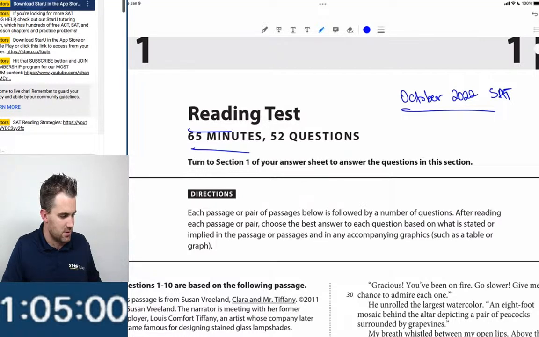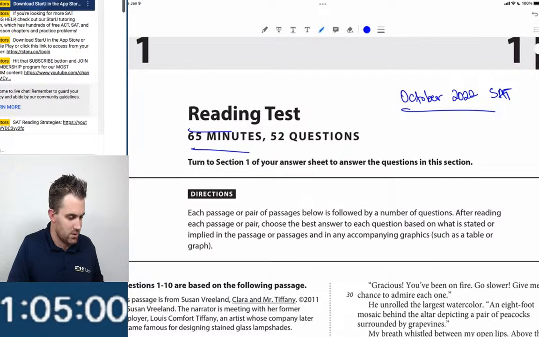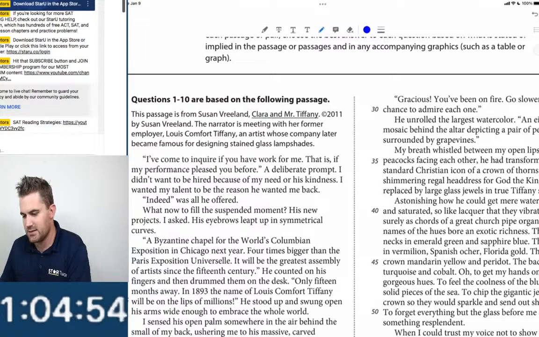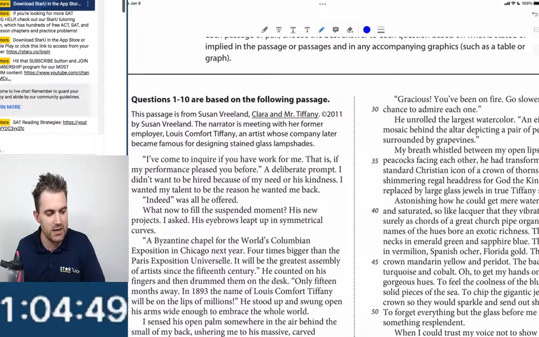Let's get going here. There we go. Okay, perfect. All right, guys. For those that have seen this before, you know that I'm a huge believer in reading the passage. Read it thoroughly. Don't worry about the time, and make up the time on the questions. You'll see what I mean here.